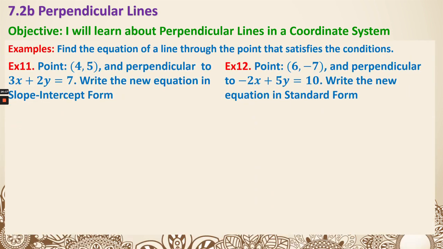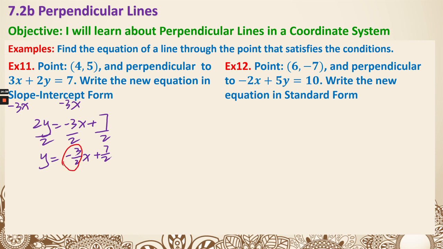Next, example 11. First things first, we still need to use the original line to find the slope. So subtract 3x on both sides. We got 2y equals negative 3x plus 7. And divide everything by 2. y equals negative 3 halves x plus 7 over 2. My original slope is negative 3 over 2. That means my new slope is going to be m equals, since it's already negative, now the new slope is going to be positive. The fraction is 3/2.